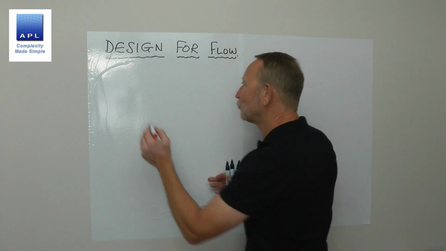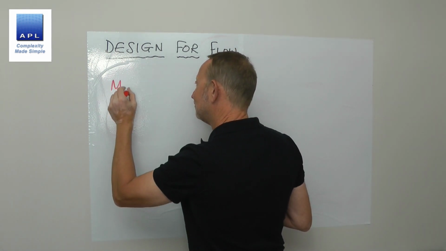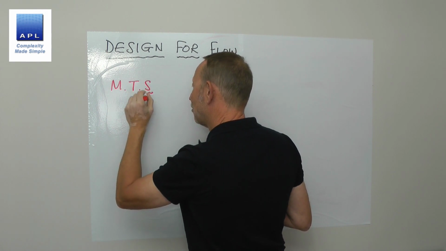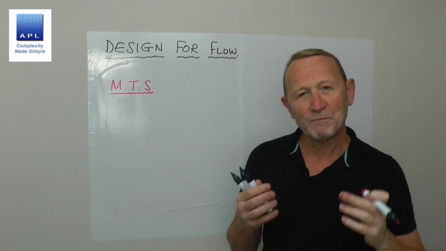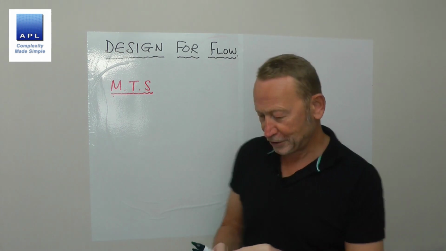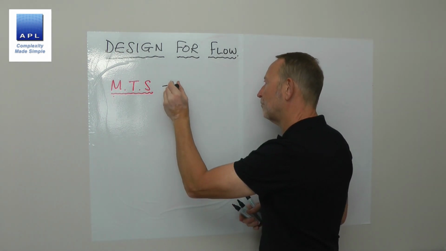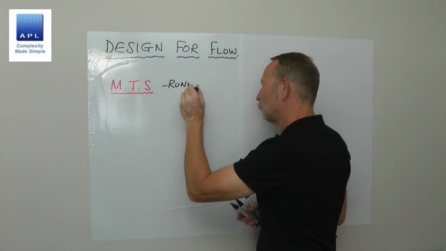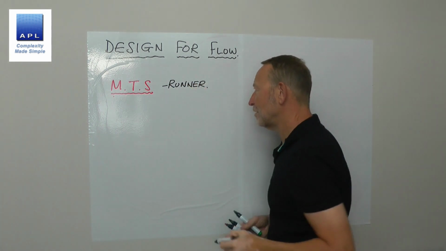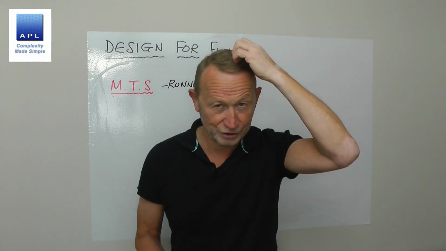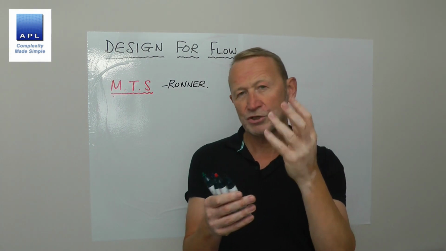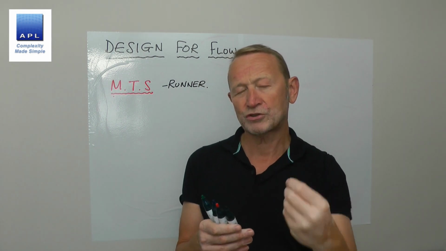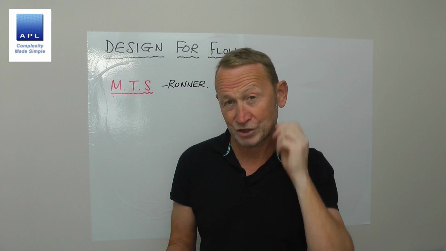So let's remind ourselves where we are again. Make to stock. Make to stock is where we are. In other words, we are talking about your runner items. You're talking about your runners. So how should you start to transform your systems?